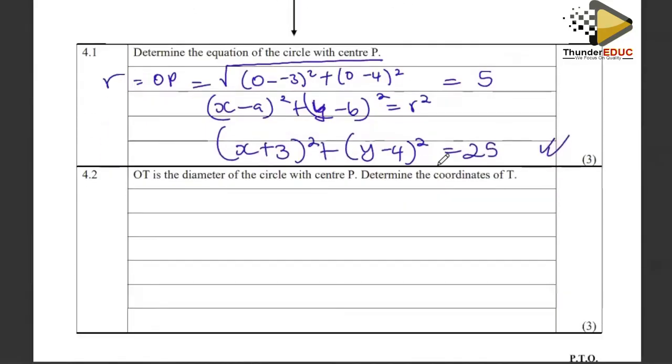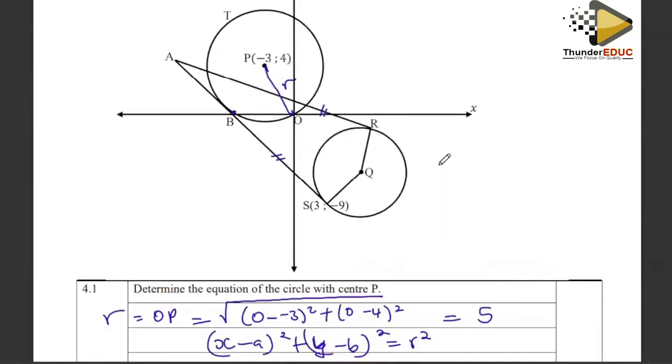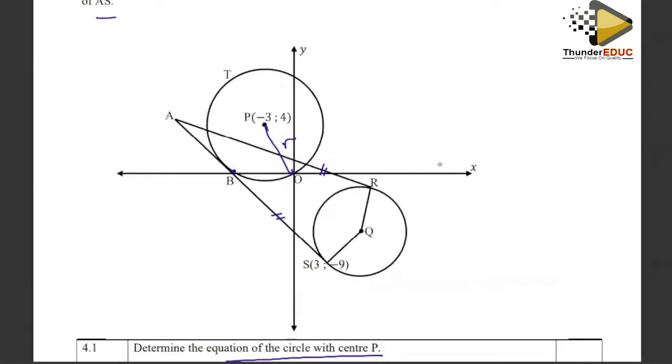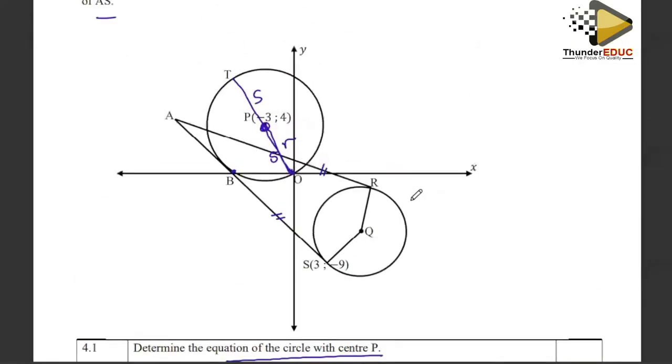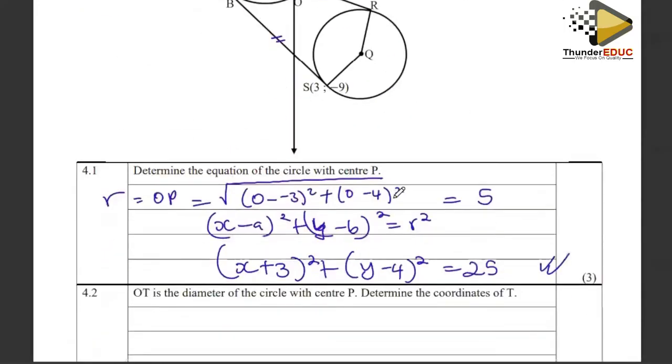Then OT is a diameter. So if we connect this to that, that is our diameter. Perfect. So that's a 5 and that's a 5. They want us to determine the coordinates of T. What we know about P being the center and this being the end of the diameter is that P becomes the midpoint. And we're going to use the midpoint formula.